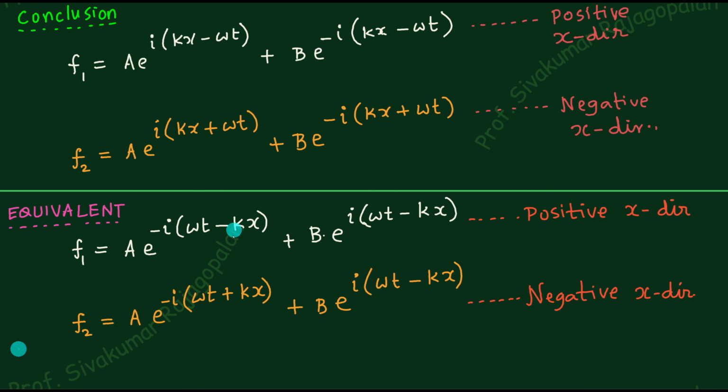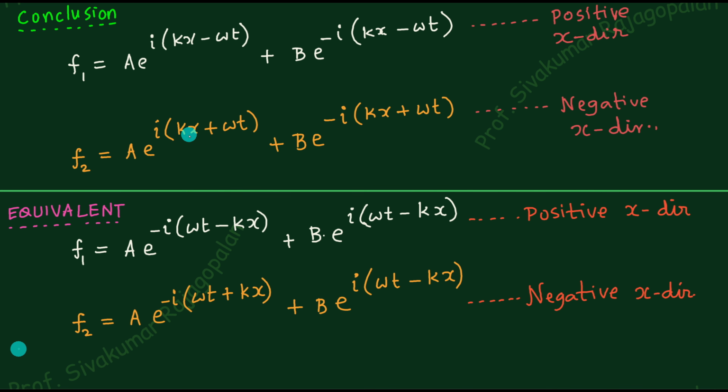For clarity, you can use cos theta plus i sin theta, but this being a simple situation, you'll be able to feel that even after flipping the omega t and kx like this, it is still traveling in the positive x direction. Similarly, in this particular case, this is traveling in the negative x direction, as it is written in yellow color. Oh, I forgot to put a plus here. So you put a plus here, so that both of them are plus.